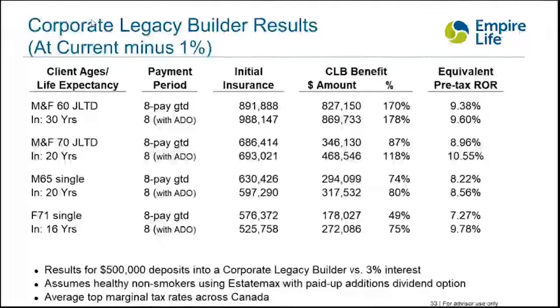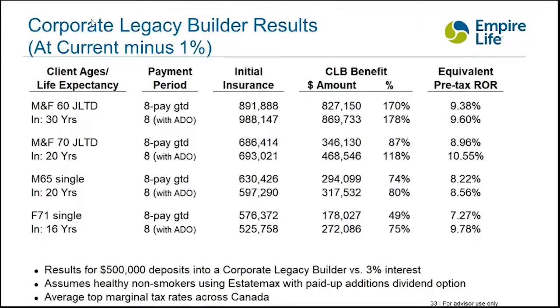Now, I know this slide looks just like the last one, but the variation that I wanted to talk a little bit about here is simply the results of this strategy using a current -1 dividend assumption. Now, fortunately, the pattern does appear to follow exactly what we saw at the current dividend rate, which is an initial coverage amount that starts off higher using ADO than with a guaranteed 8-pay. Then that advantage erodes at older ages until by age 65 and 71, it is turned into a reduced amount.